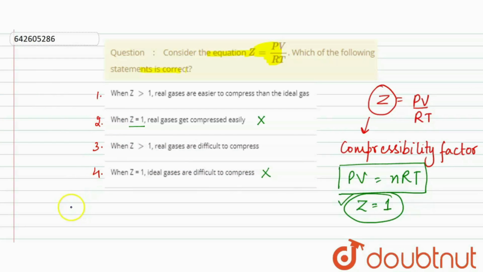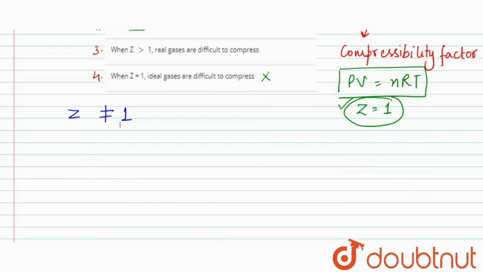Now for real gases the z value is not equal to 1. So if we have the case that z is greater than 1, because here in both the options we have z greater than 1 for real gases, what happens when z is greater than 1? The PV factor will be greater than nRT, because z is greater than 1 and the PV factor will be greater than 1.